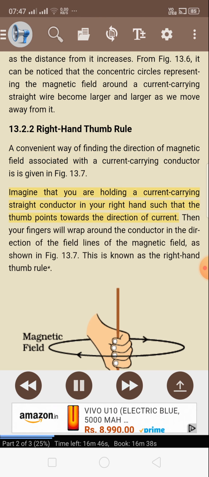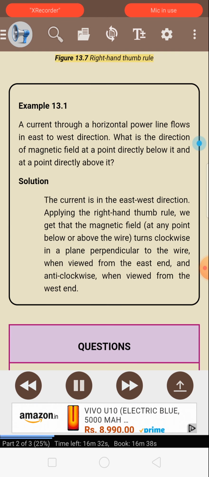Imagine that you are holding a current carrying straight conductor in your right hand such that the thumb points towards the direction of current. Then your fingers will wrap around the conductor in the direction of the field lines of the magnetic field as shown in figure 13.7. This is known as the right-hand thumb rule. Figure 13.7 Right-hand thumb rule.